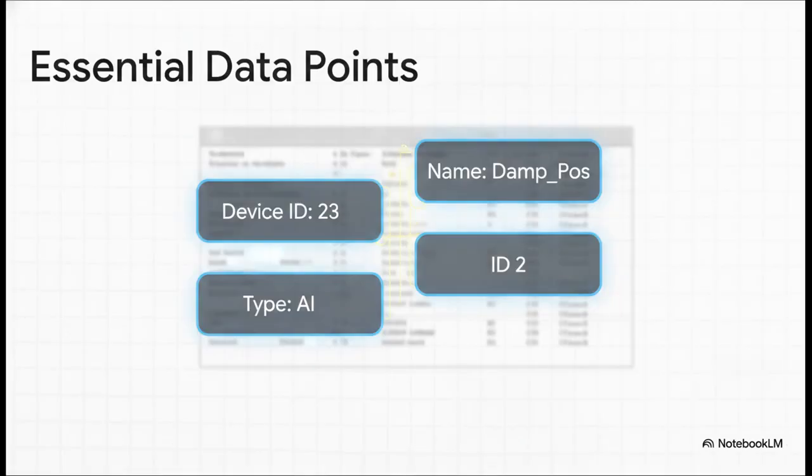If we zoom in on that datasheet, we can pull out the exact ingredients we need. Look at this. Our device ID is 23. And for one of the main functions, the damper position, the object name is damp_pos. The object type is AI, which stands for analog input, and its specific object ID is 2. Keep these specific data points in the back of your mind, because this is exactly what we're going to plug into the web interface in just a minute.